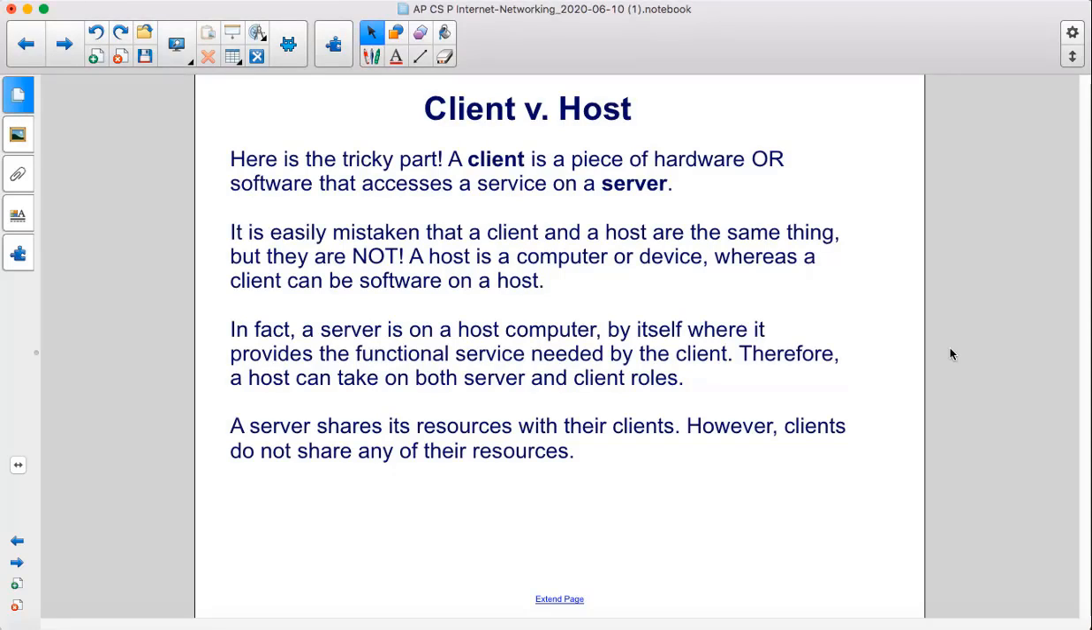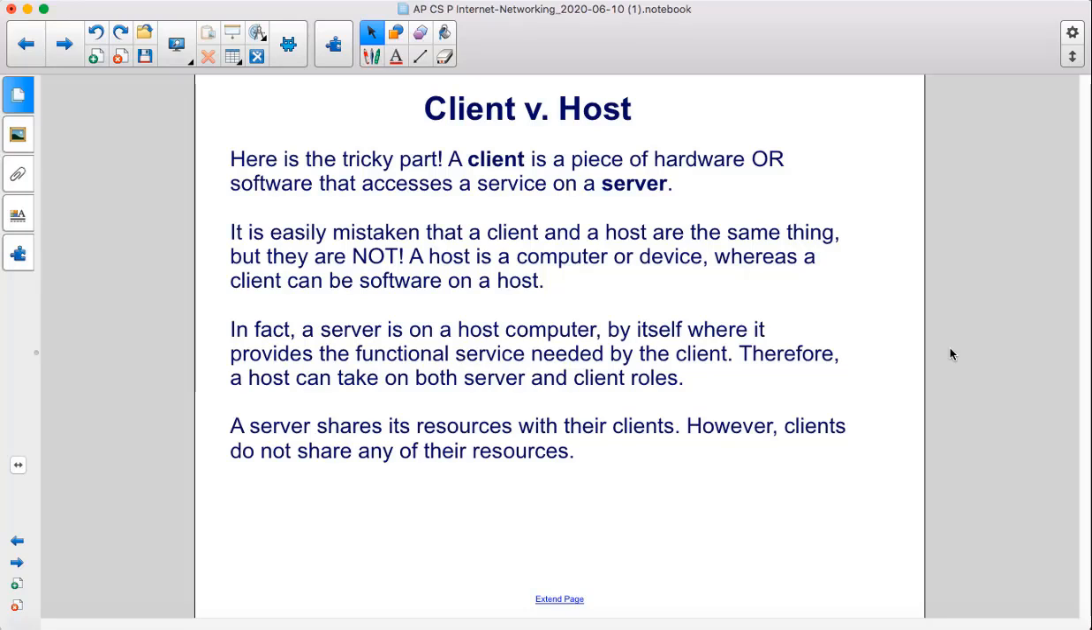Here is the tricky part. A client is a piece of hardware or software that accesses a service on a server. It is easily mistaken that a client and a host are the same thing, but they are not. A host is a computer or device, whereas a client can be software on a host.